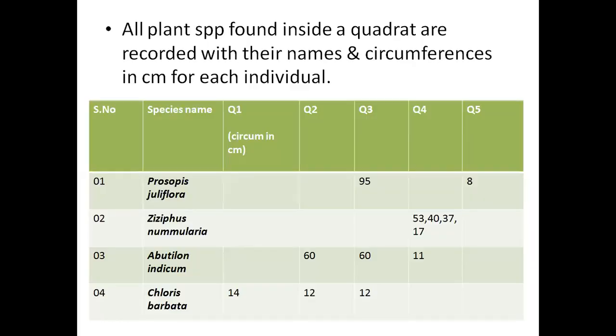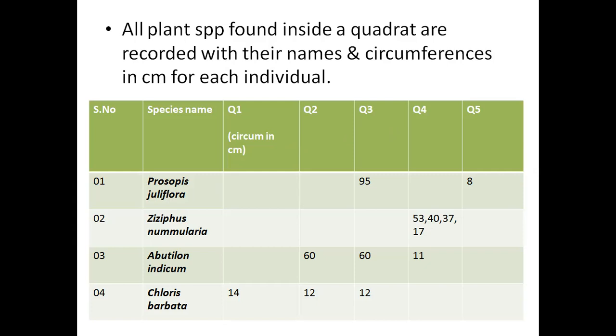After doing that, all the plant species found inside the quadrat are recorded. You count the plants which are present in each quadrat. For example, you will note down the species name and in which quadrat they are present, for example quadrat 1, 2, 3, and so on. And you will measure the circumference in inches.